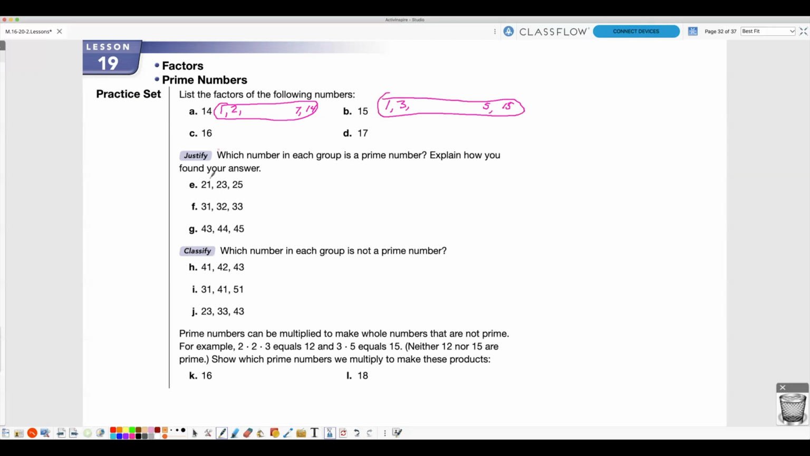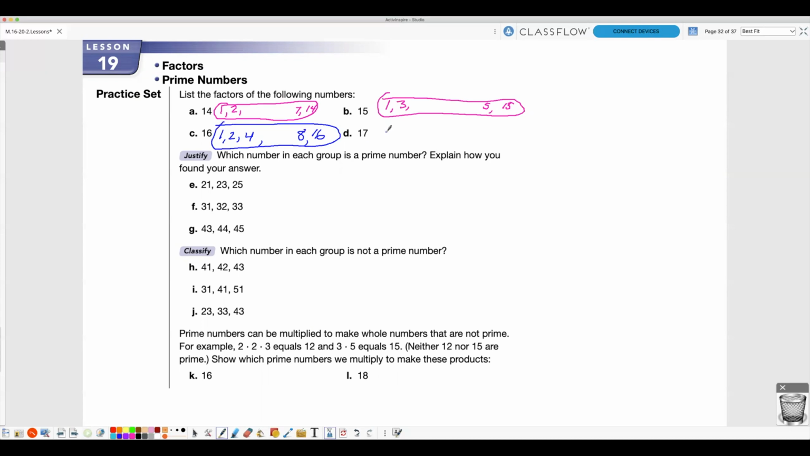All right, do letter C, the factors of 16. You should have said 1 and 16 to start with, and then you go to 2, and I know that 2 times 8 equals 16. 3 times nothing will get me to 16. 4 times 4 gets me to 16, so that's it. There's nothing in between 4 and 4. 4 times 4 is 16. So these are the factors of 16.